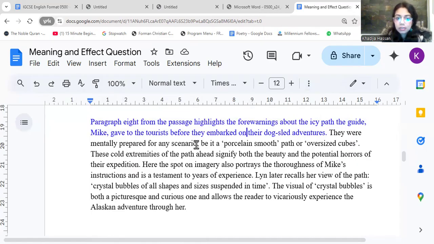They were mentally prepared for any scenario, be it a porcelain smooth path or oversized cubes. These cold extremities of the path, so it can either be a porcelain smooth path or oversized cubes, so these two extremes, the best case scenario and the worst case scenario, signify both the beauty and the potential horrors of their expedition. Here, the spot on imagery also portrays the thoroughness of Mike's instructions and is a testament to years of experience, right? So, this was the implicit meaning, right? And this was the explicit meaning.